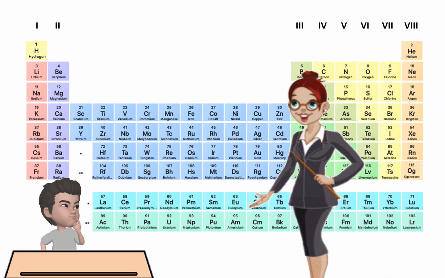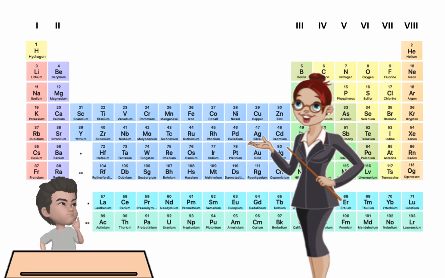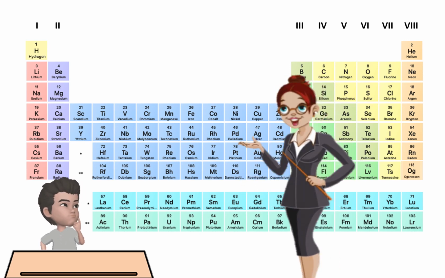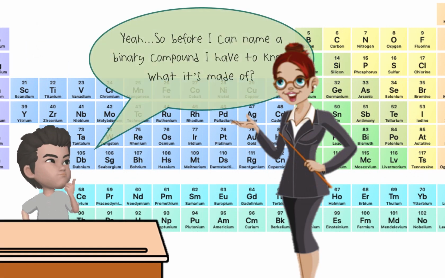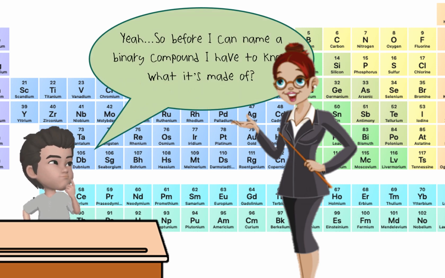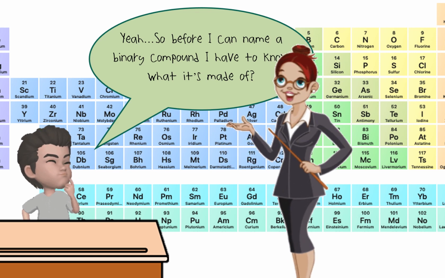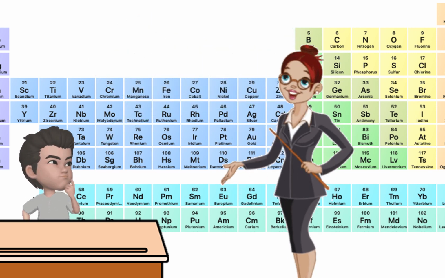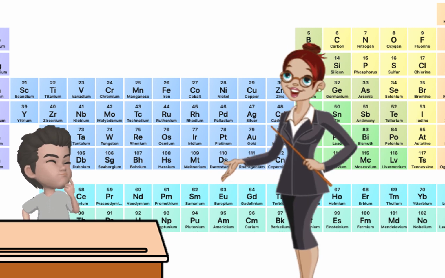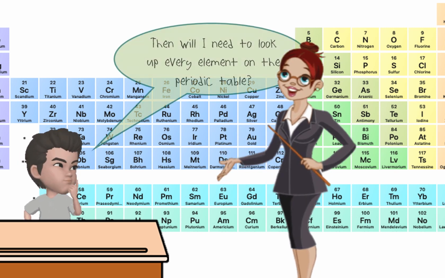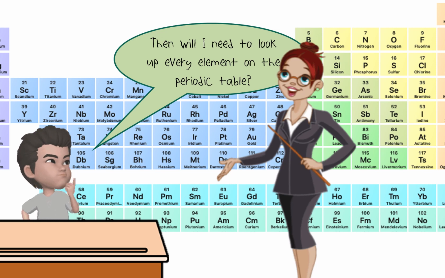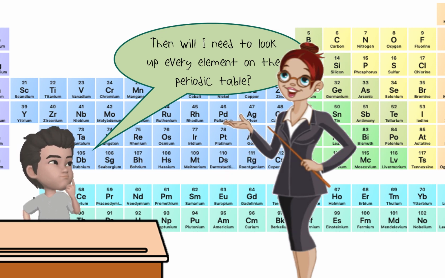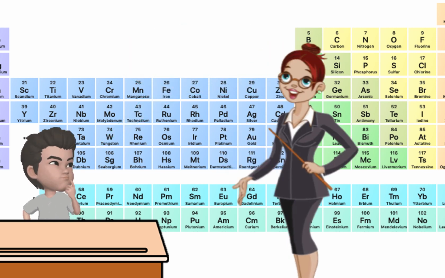But you seem puzzled, Alejandro. Do you have any questions? Yeah. So before I can name a binary compound, I have to know what it's made of? Yes, that's correct. You need to know whether each component is a metal or a nonmetal. Then will I need to look up every element on the periodic table? The good news is that you don't.